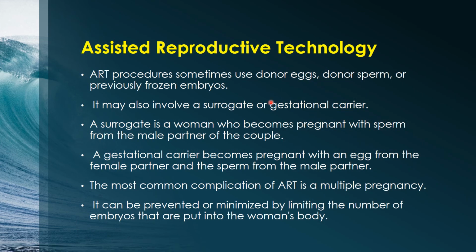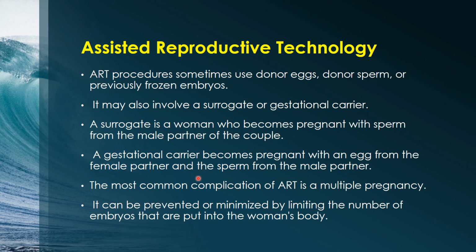Some procedures of this ART use the donor eggs, the donor sperms, or the previously frozen embryos also. It may also involve a surrogate or a gestational carrier. A surrogate is a woman who becomes pregnant with a sperm from a male partner of the couple. And a gestational carrier becomes pregnant with an egg from a female partner and the sperm from the male partner.